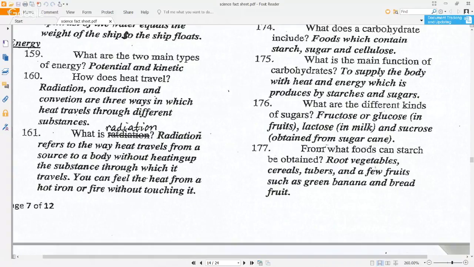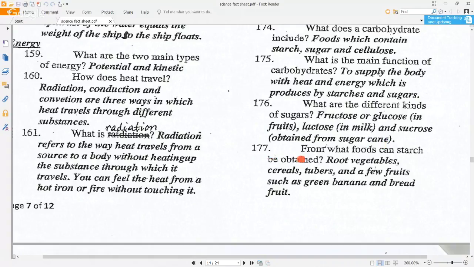176. What are the different kinds of sugars? We have fructose, as in fruits, glucose, lactose, as in milk, and sucrose, as obtained from sugar cane.